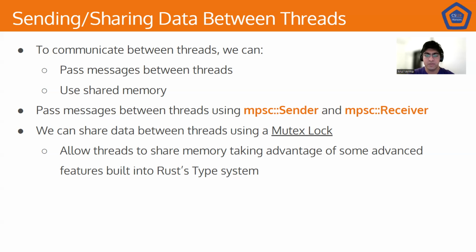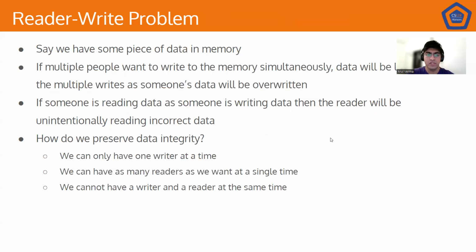So the concept of sharing data between threads is through something called a mutex lock. Mutex locks allow you to take advantage of how Rust's type system works and a lot of the advanced programming concepts that come in systems in order to make sure that data can be shared without causing any data conflicts. So let's start by talking about the reader-writer problem.